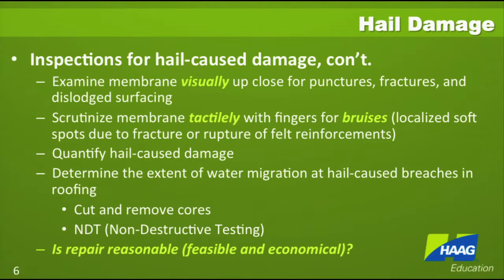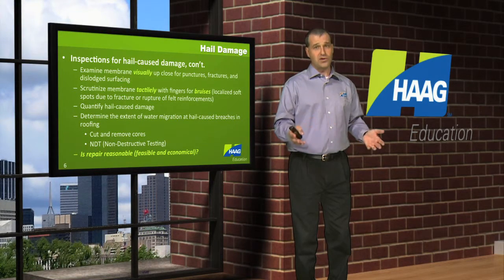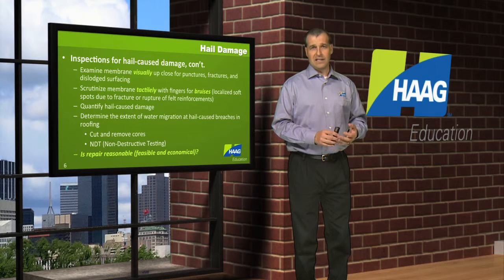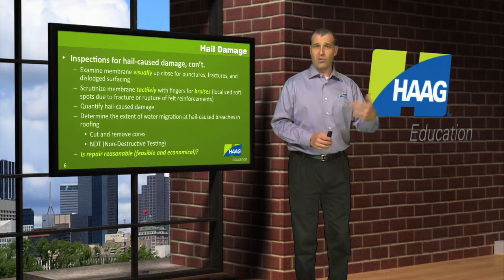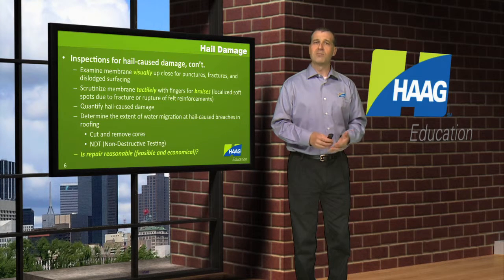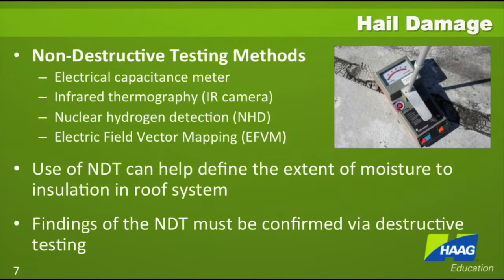And so once you understand the extent of hail damage and also the extent of moisture in the roof system, then you can determine, is a repair reasonable? Meaning, is it feasible for us, or a contractor that's going to do the repairs, to find all the damaged areas? Can he repair any moisture that's in the system, and can he do all this economically? We'll provide a little bit more information about these non-destructive test methods.